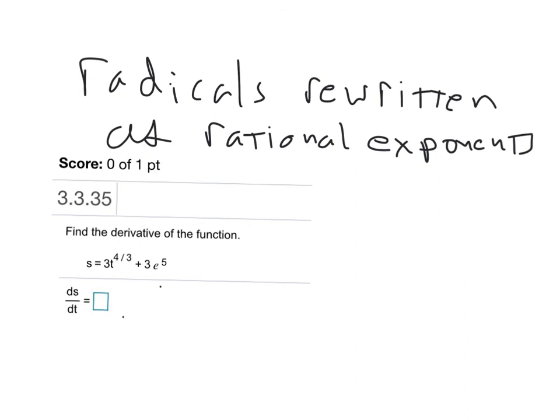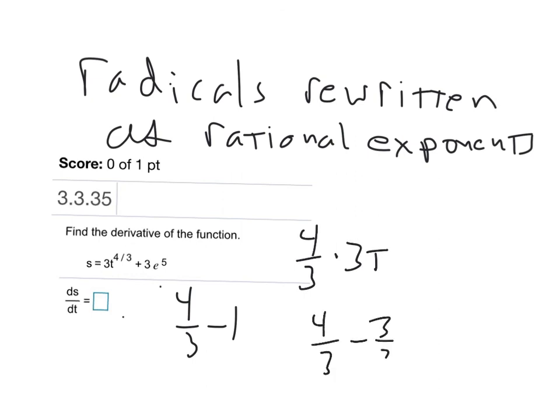So, power rule, right? I'm going to bring the 4/3 down, times the 3t, and then remember how we subtract 1? Well, 4/3 minus 1, those are fractions, right? So 4/3 minus 3/3, 3/3 another form of 1, that's to the 1/3. And I guess that's all we got to do there. Plus, remember, then that's 3e to the 5th.